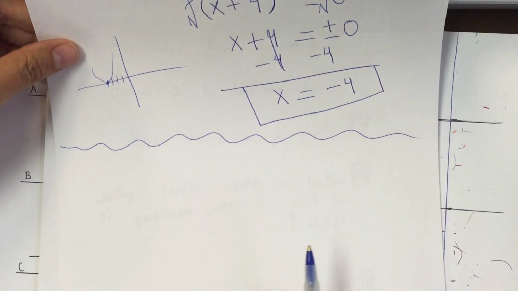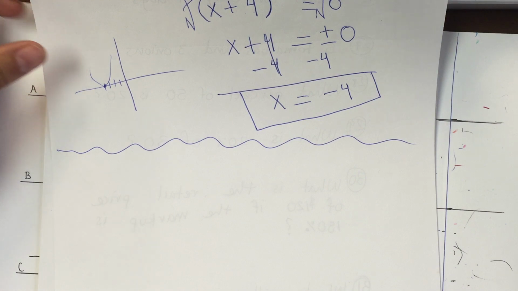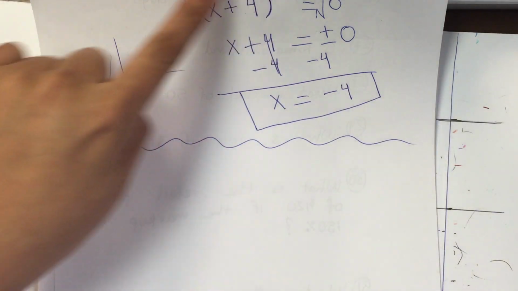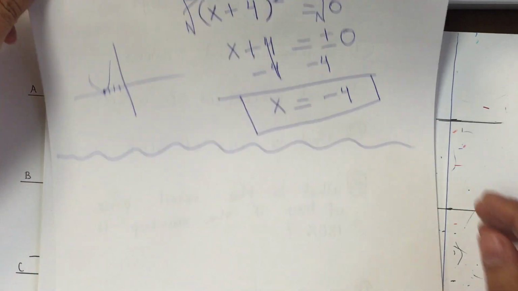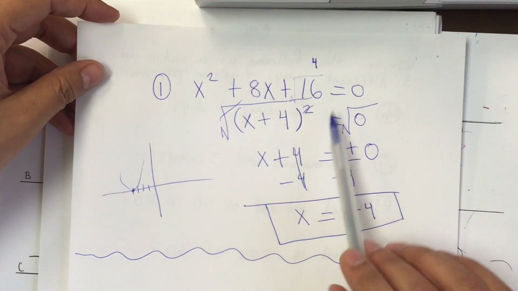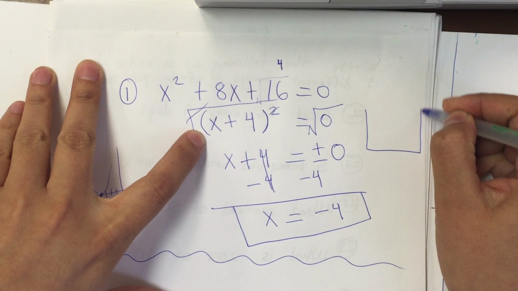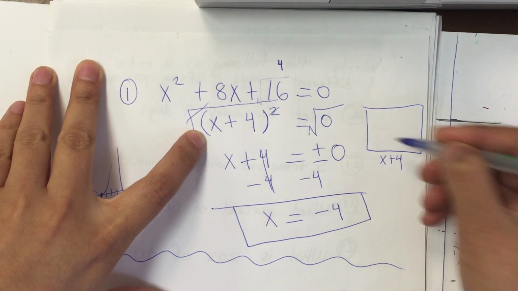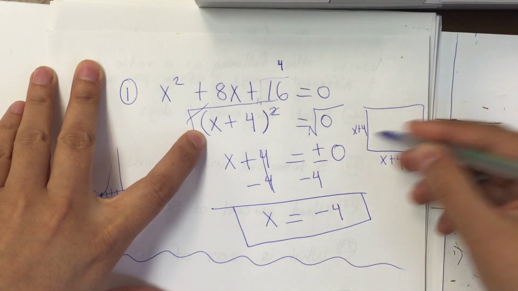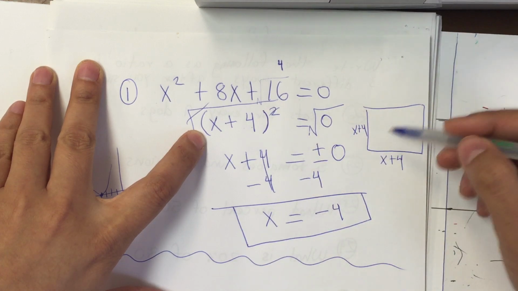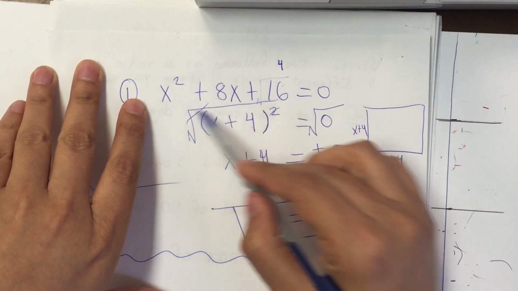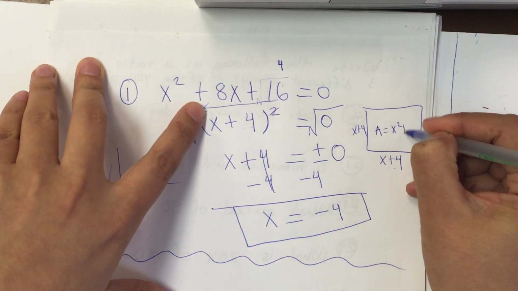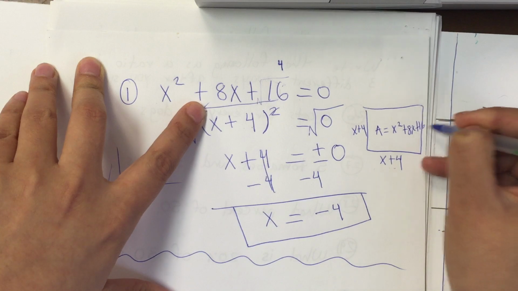Now, today, as it says, we're going to be completing the square. This is a perfect square, right? Because we have two exact sides of x plus 4 and x plus 4. When we multiply, this is the product, that will be the area. The area is equal to x squared plus 8x plus 16.